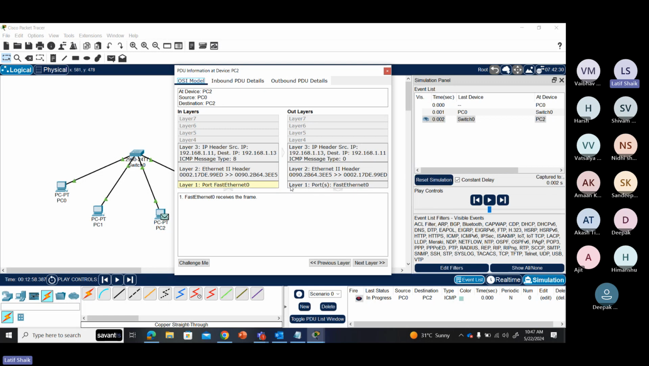It is not showing any port number here. So source IP, destination IP, source MAC address, destination MAC address, and it is reversed. Now it is going to reply, in the outer layer. Then it is reversed: source IP, destination IP, source MAC address, destination MAC.